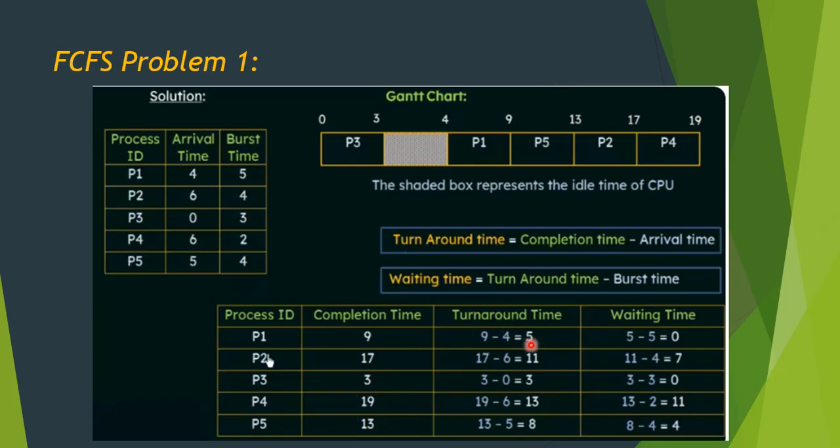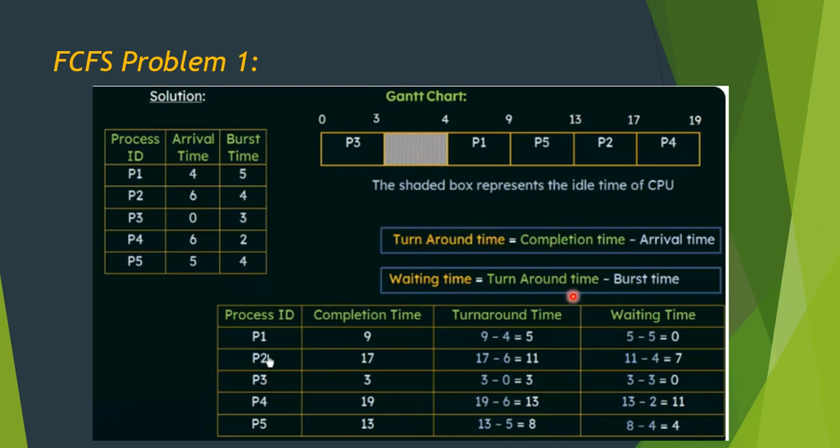Then now the turnaround time is given by the formula completion time minus the arrival time. So we have the arrival time here and we have the completion time here. So by subtracting 9 minus 4, you get 5. Completion time here for process 2 is 17. 17 minus 6, you get 11, and so on and so forth. By doing that, we get our turnaround time. So then to get the average turnaround time, we shall add this plus this plus this plus 13 plus 8, divide by 5, and then we shall get our average turnaround time.